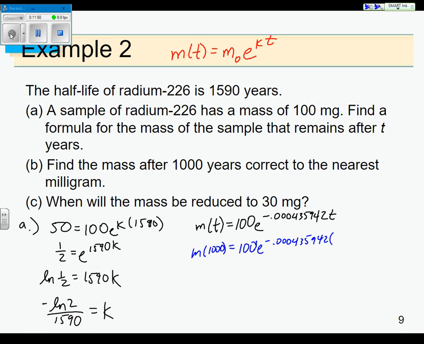And so whenever I did this earlier, I got right around about 64.7 milligrams. Might be a little bit off because of my rounding on there, but not too far. All right, let's look at part C.